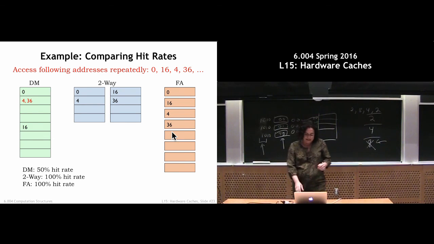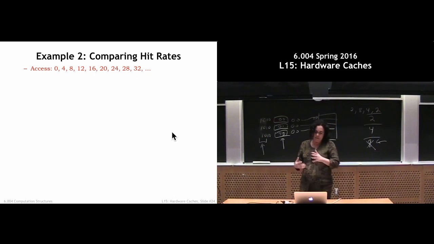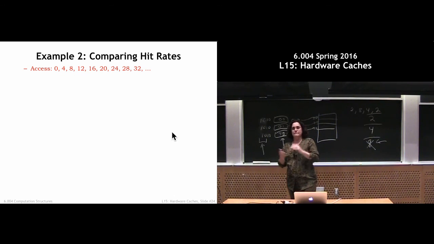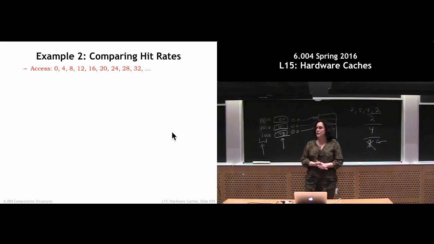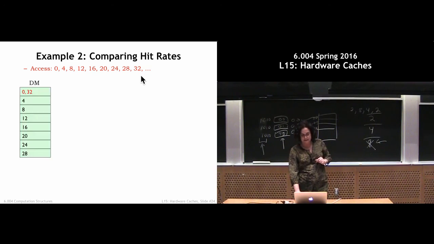Okay? Now, suppose, though, that we change the way in which we access our data a little bit. And here we've got this sequence of addresses. Okay? So we've got 0, 4, 8, 12, 16, and so on to 32, and then it repeats. Now you'll notice that there are actually 9 distinct addresses here. So let's see what happens in this case.